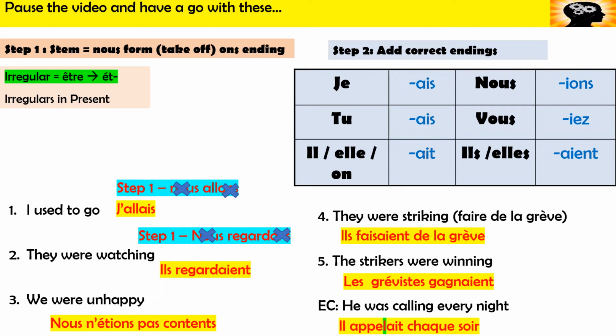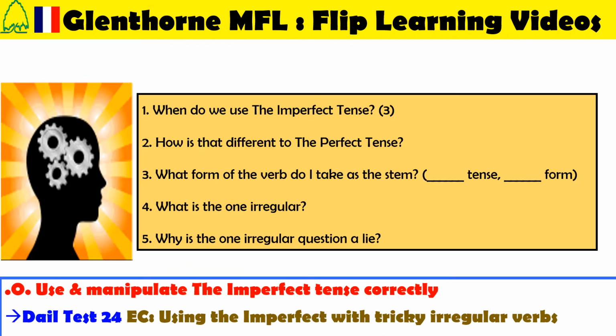Now, why have I been so nasty, picking a funny verb like that for the extra challenge? It's because of this rule that people say for the imperfect. The rule is there's only one irregular for the imperfect tense, which is être. Être is the one irregular. Other than that, they all follow the pattern I've just talked about. But that is a lie, because any verb that's irregular in the present is going to be irregular in the imperfect. So knowing your verbs off by heart is so important. We'll come to question 5 in a second. Pause the video now, look at questions 1 to 4, see if you can answer them.